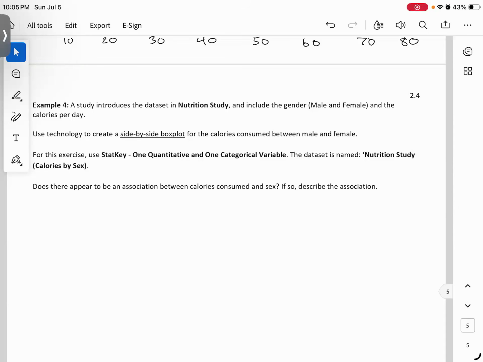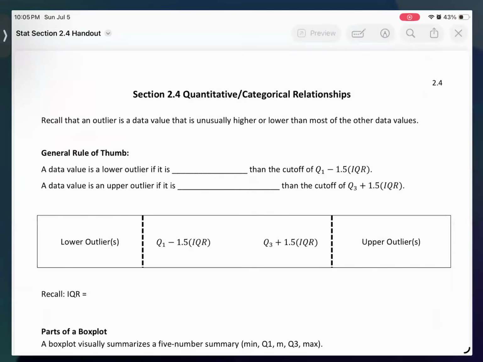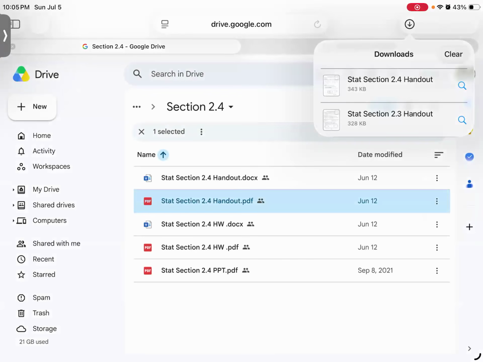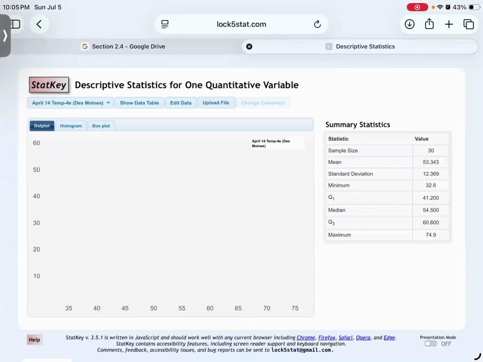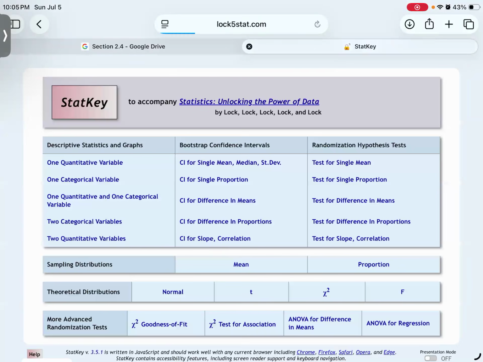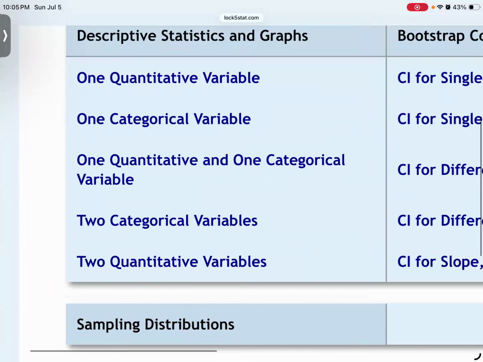And I'm already looking at it on my laptop here, but let's do it. Right, all I was trying to do there is just stall. And let me go ahead and close this. Let me go over to, I want to go to StatKey. Oh, actually, I got it right here. So here's where you should be, right there in the middle, one quantitative, one categorical.